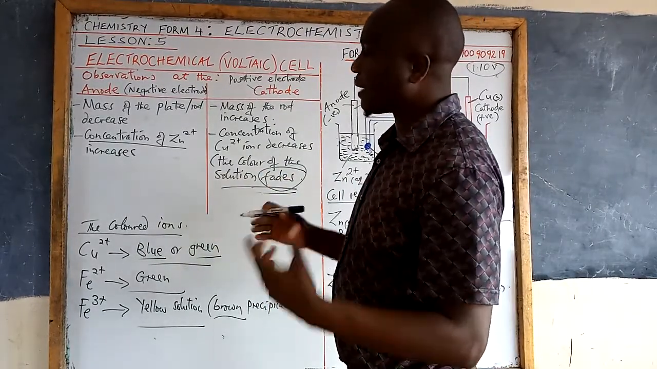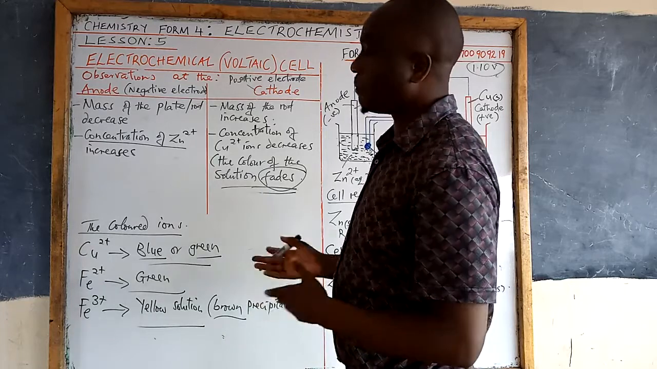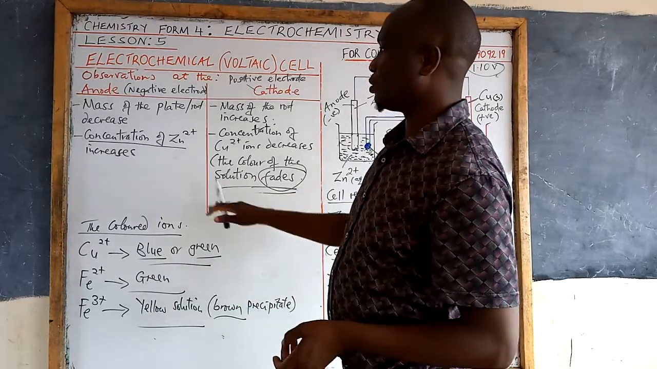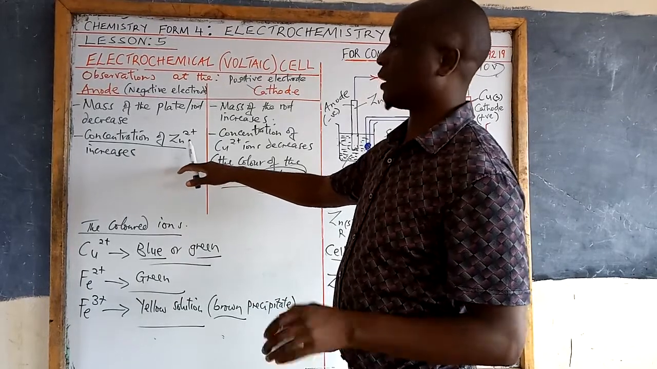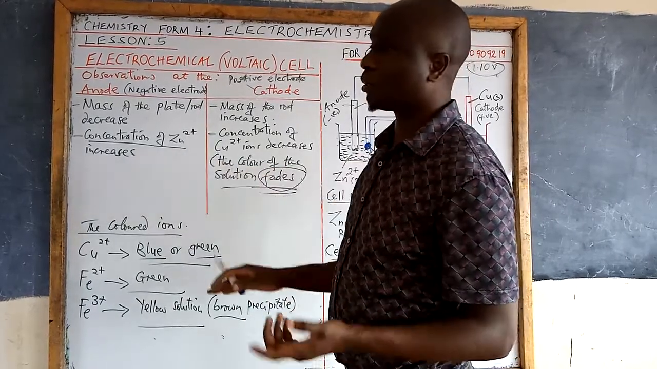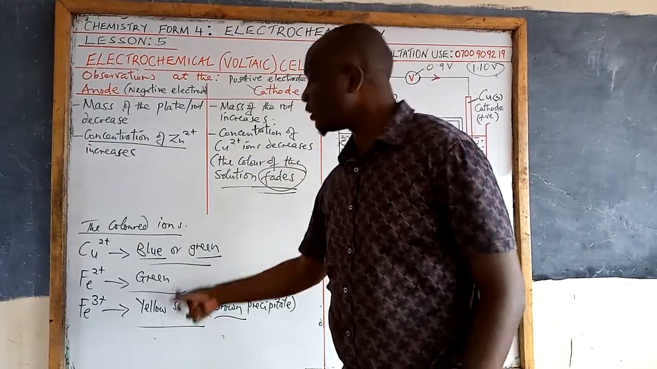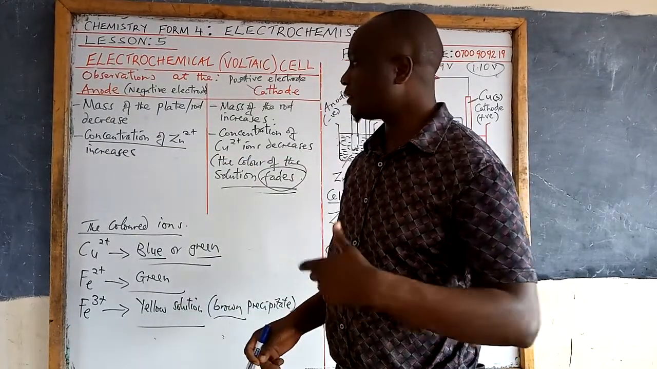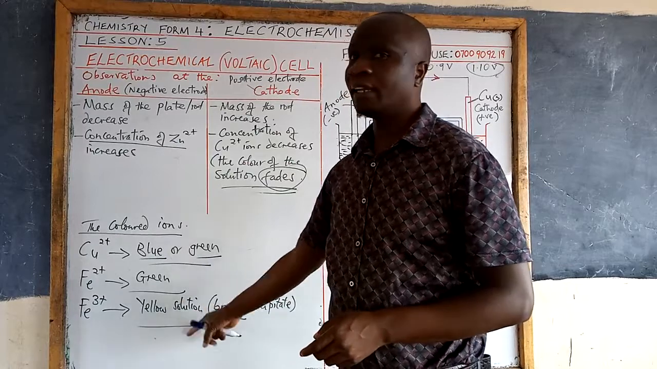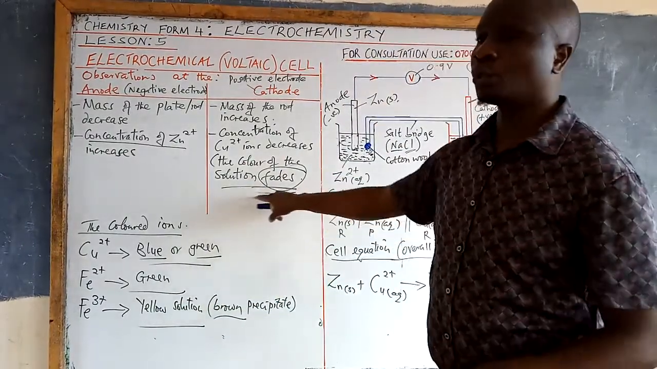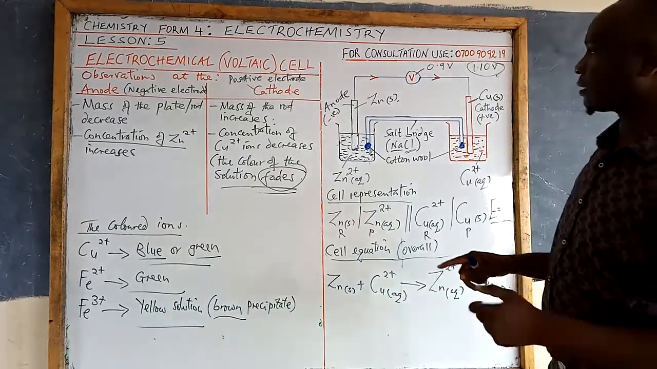For the others, the remaining metals, their ions are colorless. So it is difficult to state the effect on their solution because you will not see the concentration increase. But at least for these colored ones, when their concentration increases, the color intensifies. But when their concentration decreases, the solution fades. So you cannot take note of that for the colorless ones.